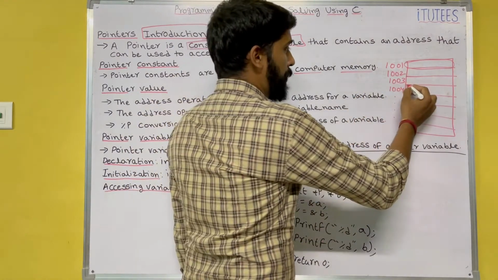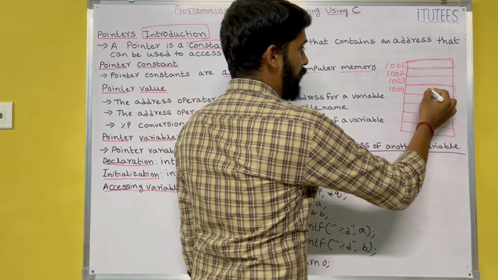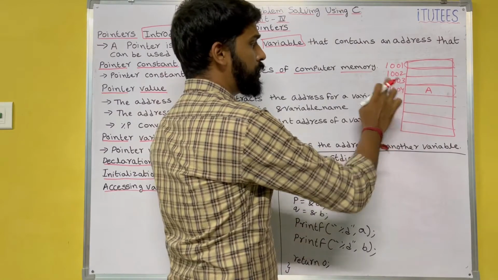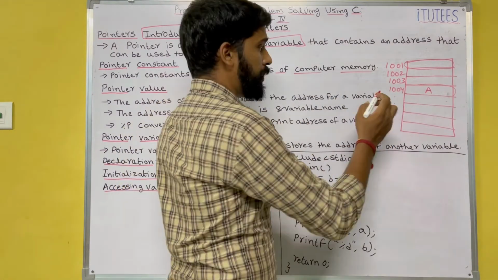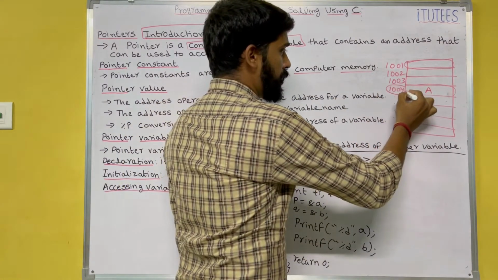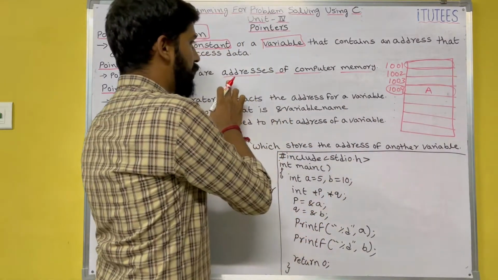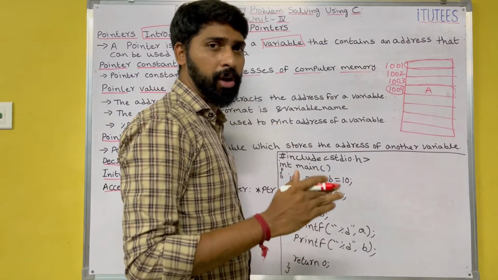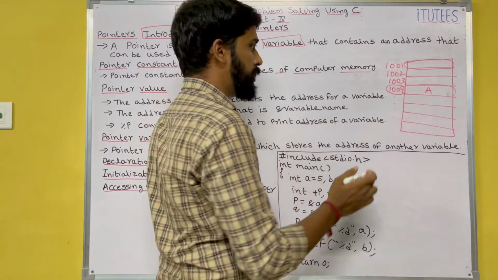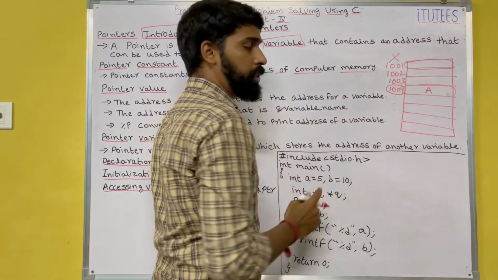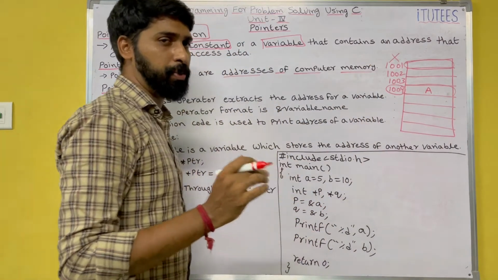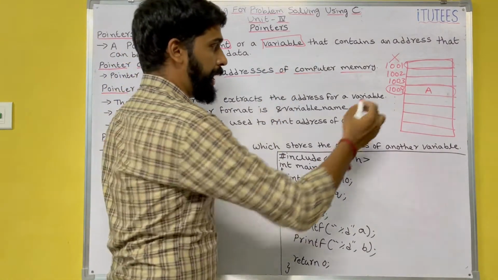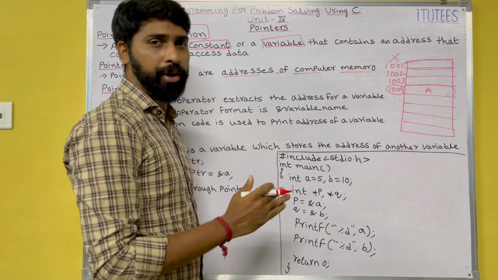In these memory locations I am going to store the data. For example, capital A I stored in location 1004. That means this 1004 is a pointer constant. The addresses in the computer memory we call pointer constants, and these cannot change. So what is a pointer constant? The pointer constants are addresses of computer memory.